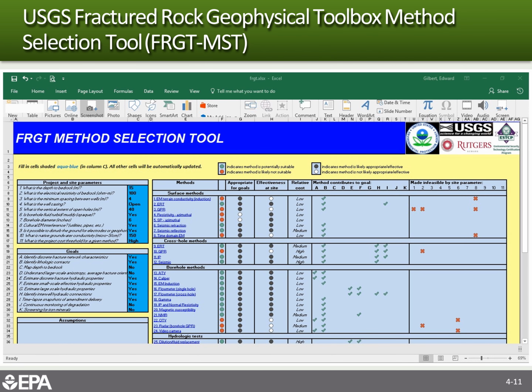So this is their fractured rock tool. You go in here and you identify the various parameters that you have about your site and your goals, and then it will give you some suggestions about what has the best applicability and what's a relative cost.